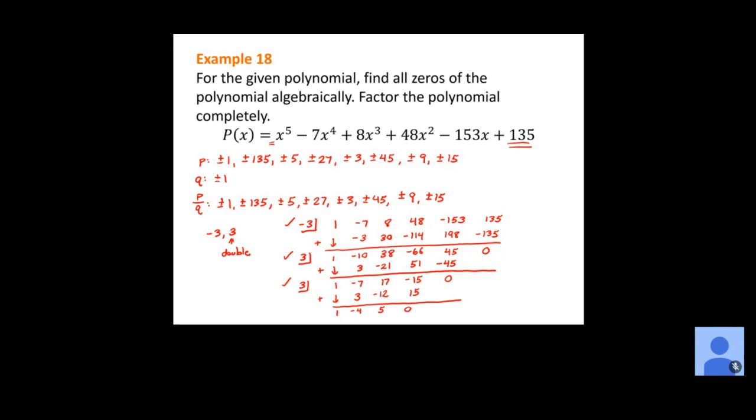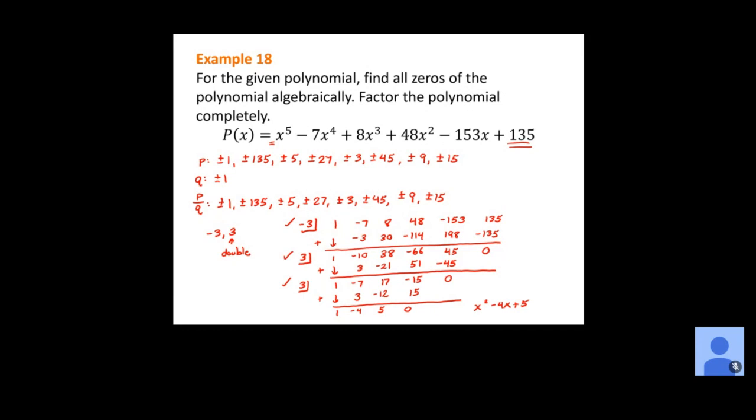Good. So that's x squared minus 4x plus 5, right? So this line down here now tells us x squared minus 4x plus 5 is a factor. And so now what we need to do is actually figure out what are the zeros that are going to come from that, right? So far we have -3, +3, +3. That's 3 of our zeros. We need 5 total, right?